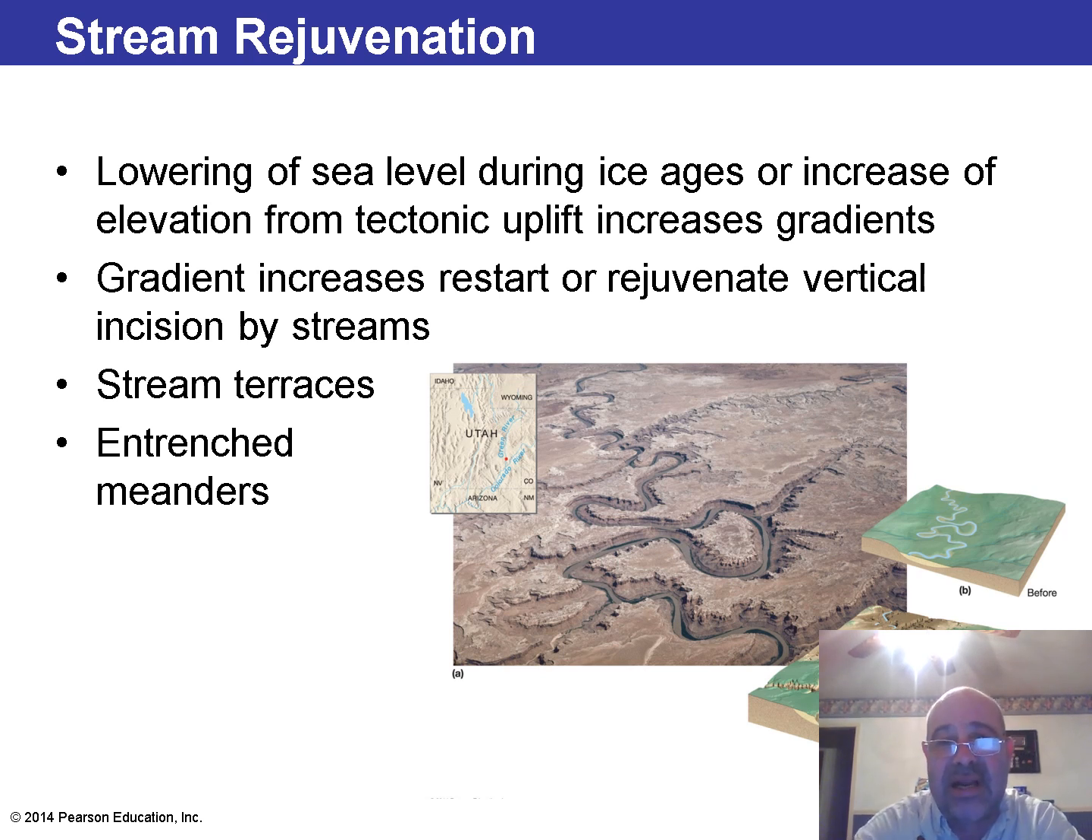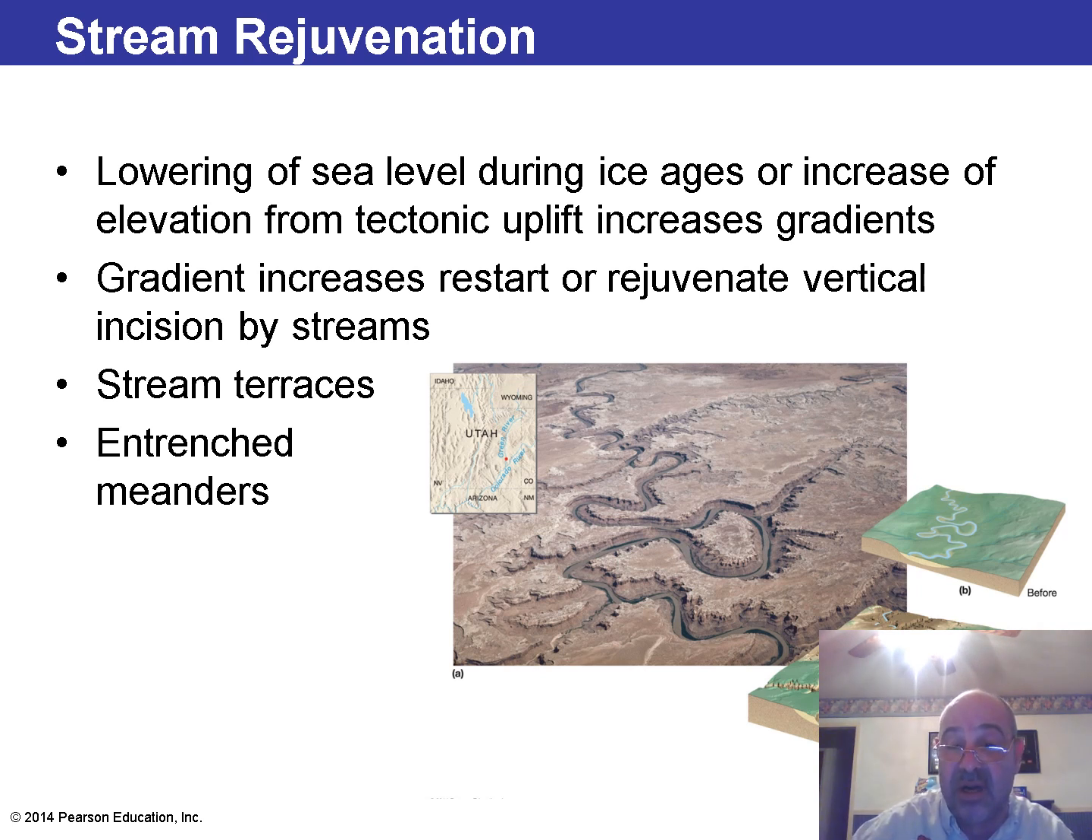Lowering of sea level during ice ages or increasing of elevation from tectonic uplift increases gradient. So this is stream rejuvenation. We already kind of talked about this. You get down to that stream, it's about to die. It's almost ready to hit base level, right? Ultimate sea level. But then some tectonic action happens, it lifts up, and the whole process starts again.